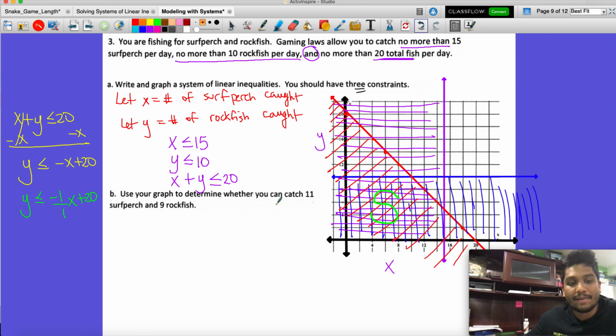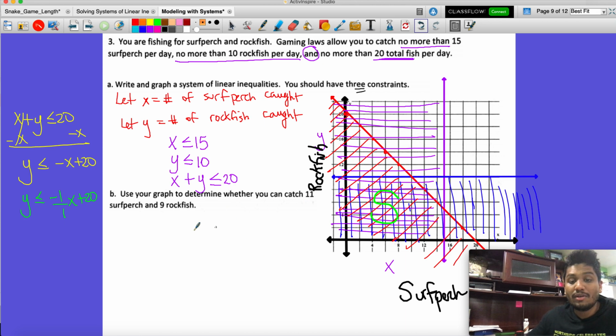Here it says, use your graph to determine whether you catch 11 surf perch and 9 rockfish. Now, if you notice in this graph, there's no labeling, so we should probably put that in. X is surf perch, just because we let X be surf perch. And this is going to be rockfish.